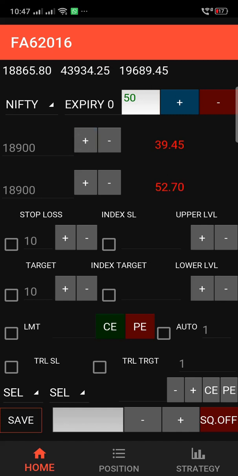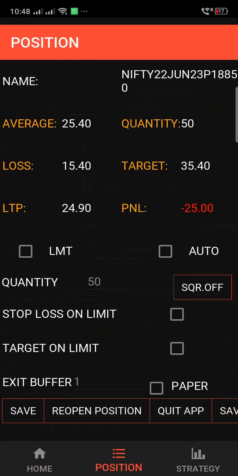This plus and minus helps to change the strikes. Top one is C strike and lower one is P strike. I have selected 18850 CE and PE. Click the PE, order is placed. You can see PNL at the top. Here you can see the average price, quantity, etc.